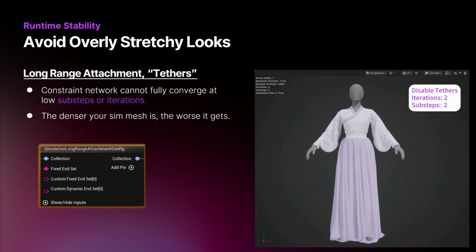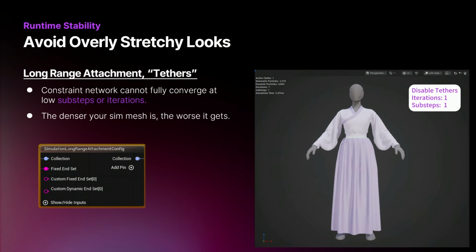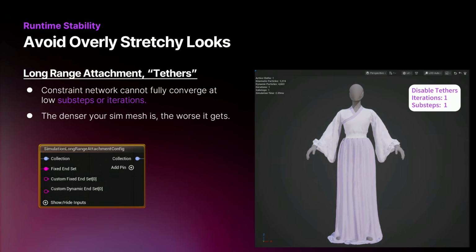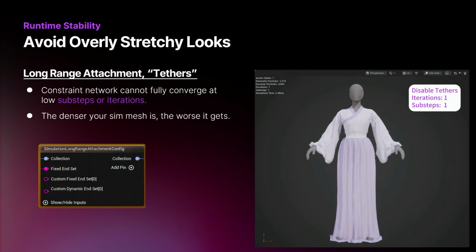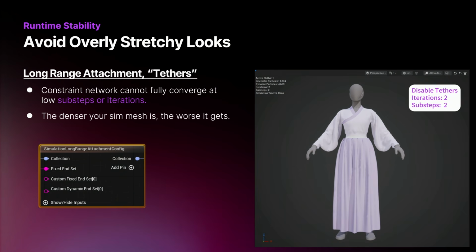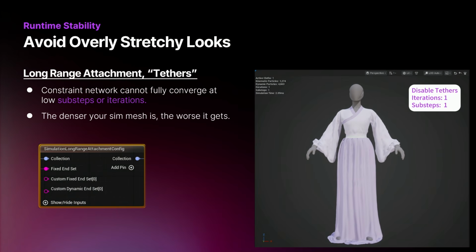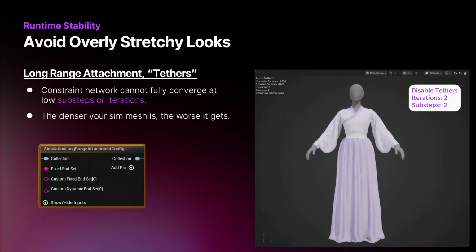Another issue I want to talk about regarding runtime stability is the overly stretchy look. It's also a common problem at low iterations or low substeps. The reason this happens is that the constraint network cannot fully converge, or the constraints are only partially satisfied without enough iteration. And the denser your sim mesh is, the worse the situation gets.